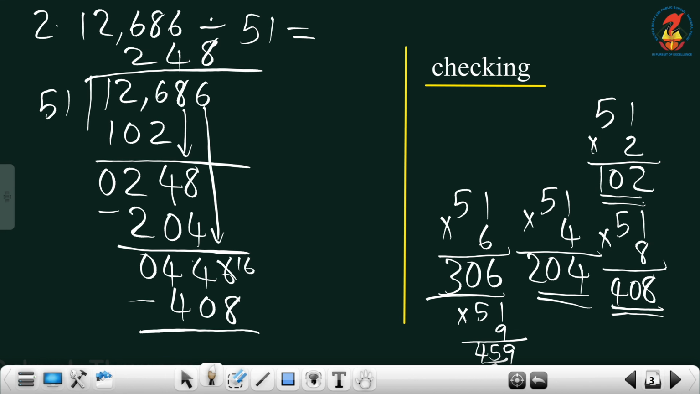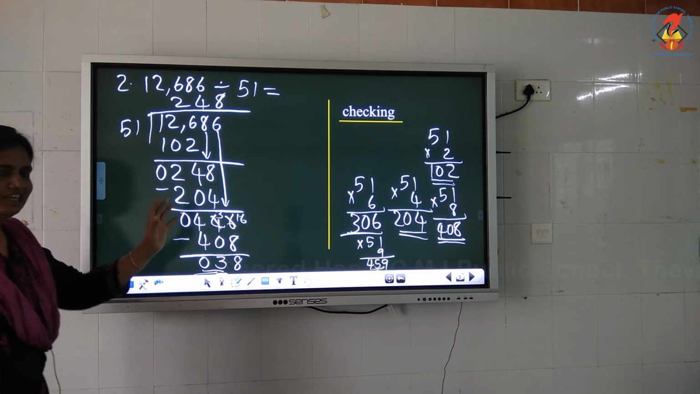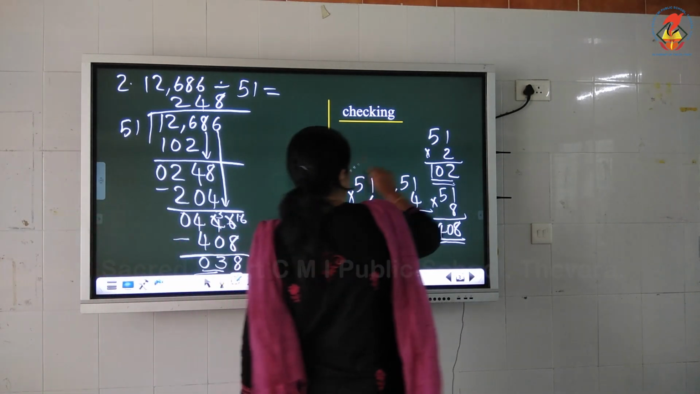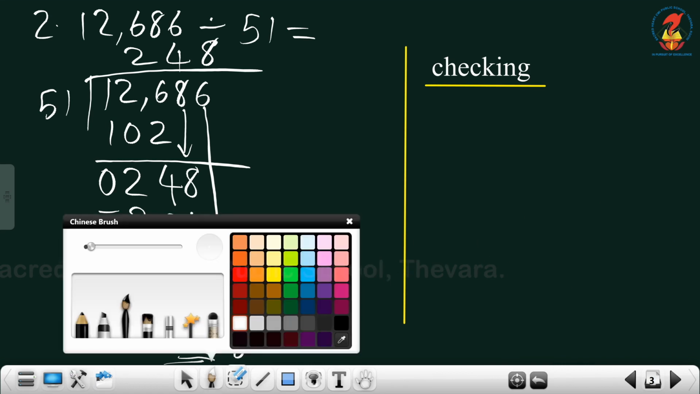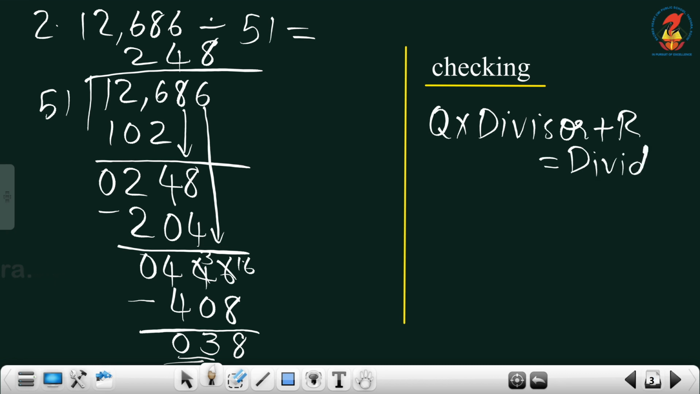Okay, here 6 is less than 8. So I need to borrow 1 from here. It will become 3. Okay, 16 minus 8, 8. 3 minus 0, 3. 4 minus 0, 4. Remainder is what? 38. Quotient is what? 248. And the divisor is what? 51. And checking is how only? Okay. Quotient into divisor plus remainder. I need to get what? Dividend.